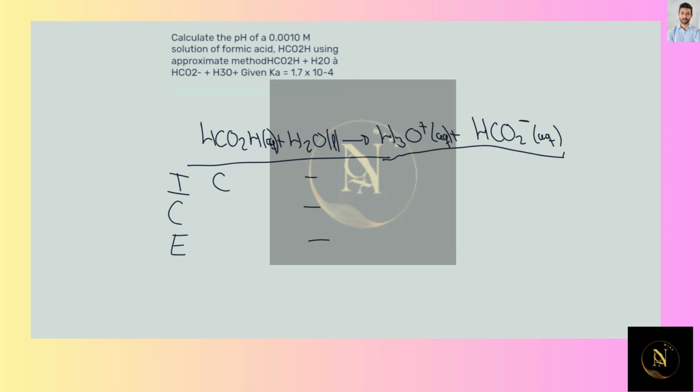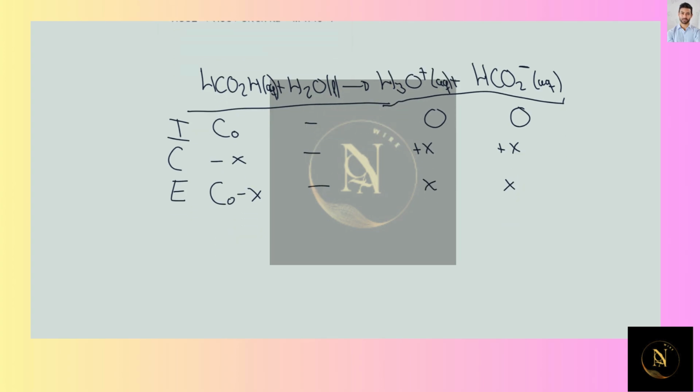We're going to have an initial concentration of C0, 0, and 0, and a change of minus x, plus x, and plus x. So at equilibrium, we're going to get C0 minus x, x, and x. With this, we can calculate the pH of the solution by solving for x, since x is going to be equal to the concentration of H3O+ that we will get at equilibrium.